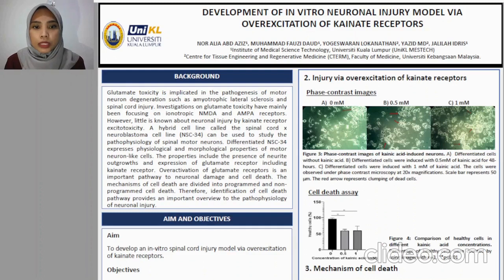My name is Alia Aziz from the Institute of Medical Science Technology, University of Kuala Lumpur. Today I would like to present my research project on the development of an in vitro neuronal injury model via overexcitation of kainate receptor.